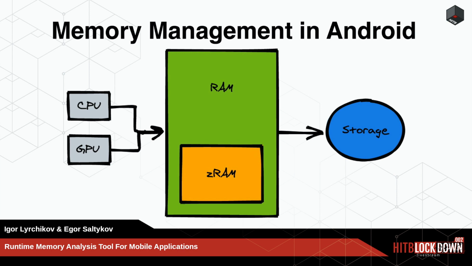ZRAM is a partition of RAM used for swap space. Everything is compressed when placed into ZRAM and then decompressed when copied out of ZRAM. This portion of memory grows or shrinks in size as pages are moved into or taken out of ZRAM.